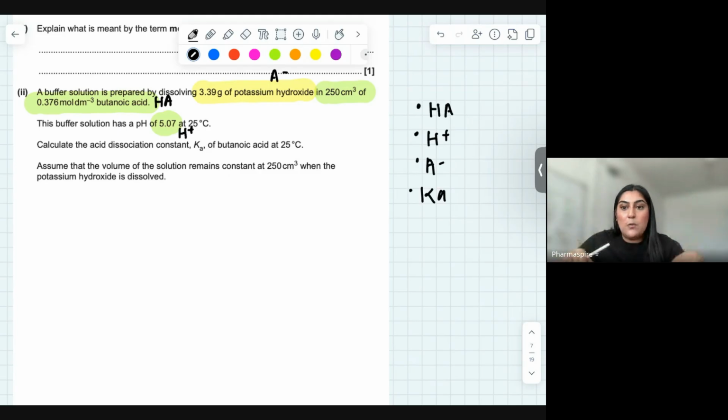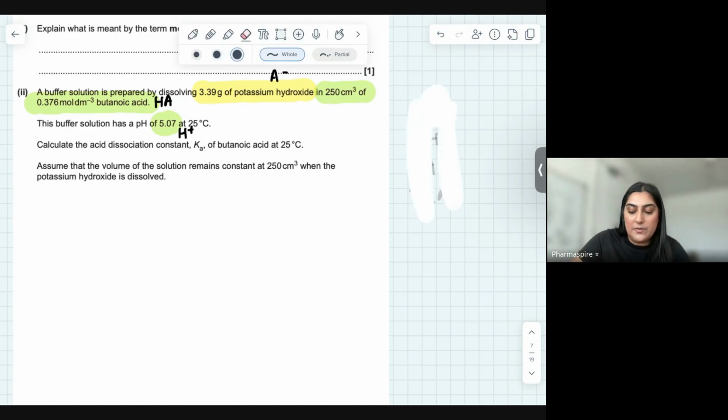And tick which ones, and that will help you, okay? If you really hate buffers. Right, so let's get working to moles.